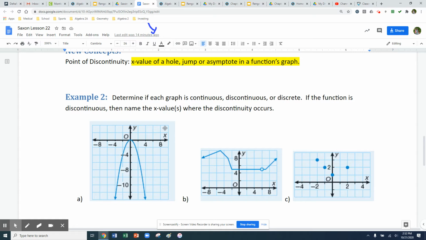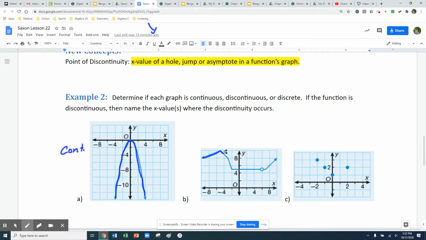So in example 2, we're going to determine if each graph is continuous, discontinuous, or discrete, and if the function is discontinuous, then name the x values where the discontinuity occurs. So as I trace this first one, again, I'm just going to use that simple pencil test. Do I ever have to jump or lift my pencil in the graph? For this one, no. So this one's going to be continuous.